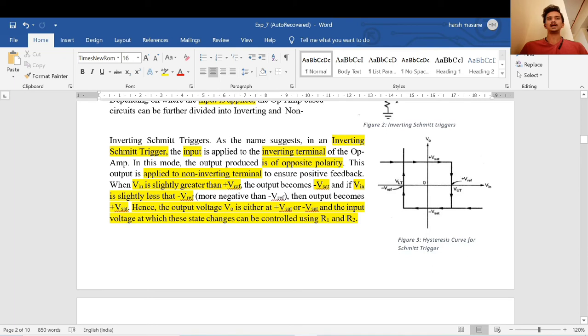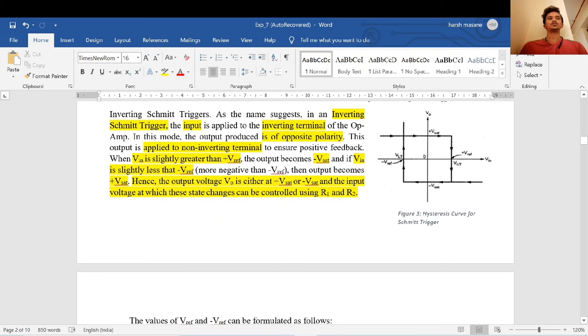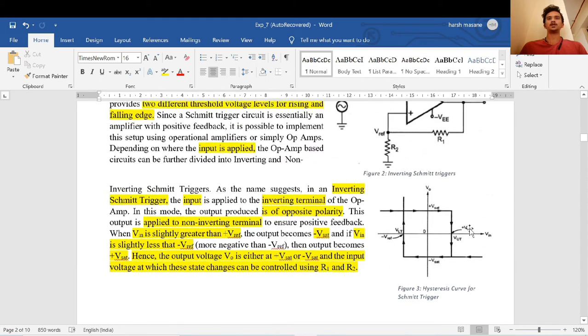When Vin is slightly greater than Vref, which is nothing but plus Vsat, my op-amp output goes to minus Vsat, and if my Vin is slightly less than minus Vref, which is minus Vsat, my op-amp output goes to plus Vsat. Hence at the output of the op-amp we get either positive or negative saturation voltage, and the input voltage at which this state changes can be controlled by using the R1 and R2 resistors.